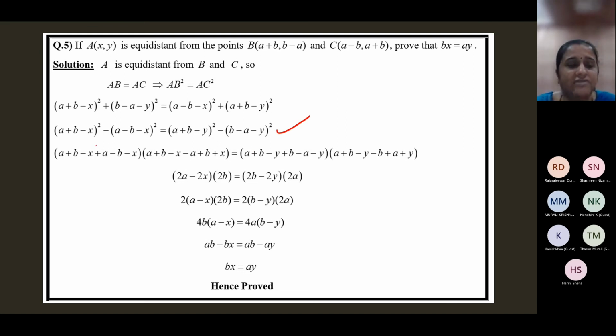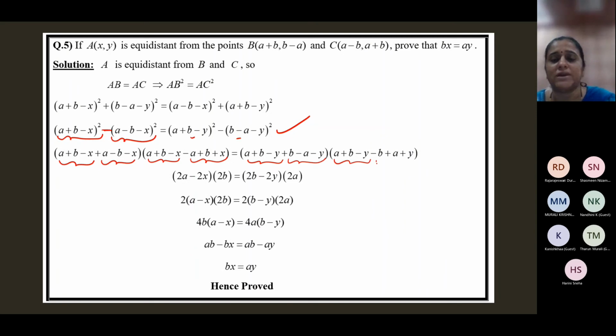Now I've treated it as A plus B into A minus B. That is, this is like A square minus B square, which is A plus B into A minus B. Again here, A square minus B square is A plus B into A minus B. That's all. Then simplify, cancel and all that. You get this. And I've taken 2 common. Here 2 is common, so I've brought it out. Here also 2 is common, I brought it out.